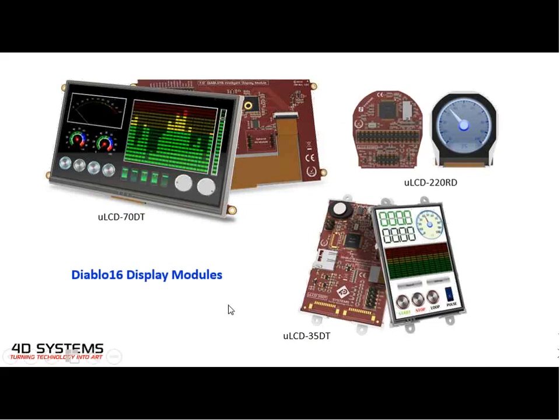So now this one shows you several of the Diablo16 display modules. What we have, this is the micro LCD 750. It is already being sold, and also this one, the micro LCD 35DT, it's very fresh in the market. Upcoming is the micro LCD 220RD. It's a round display, actually perfect for instruments, instrumentation gauges, some meters, panels, and this kind of thing.